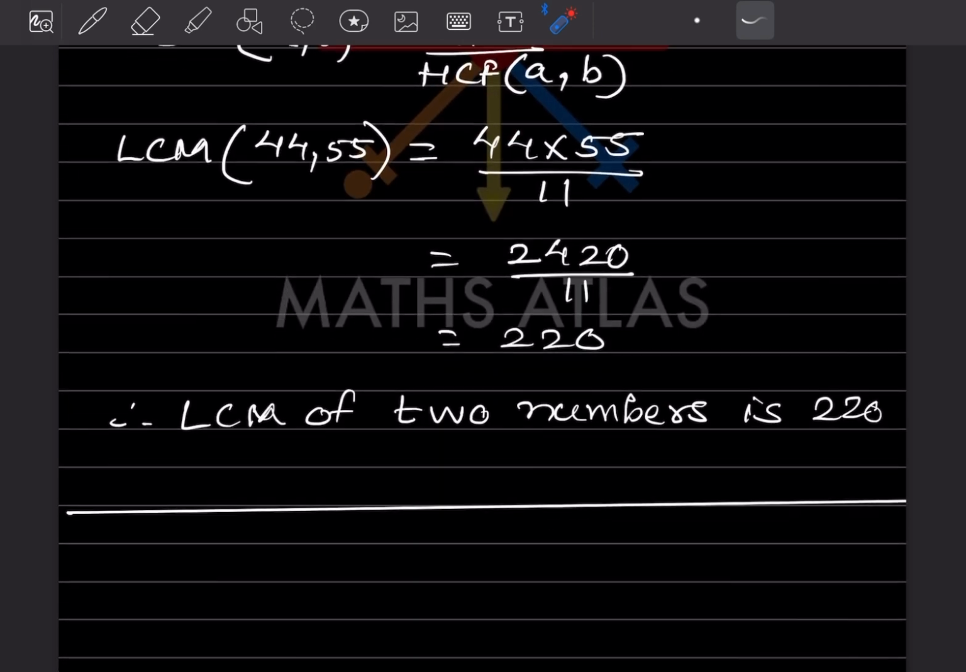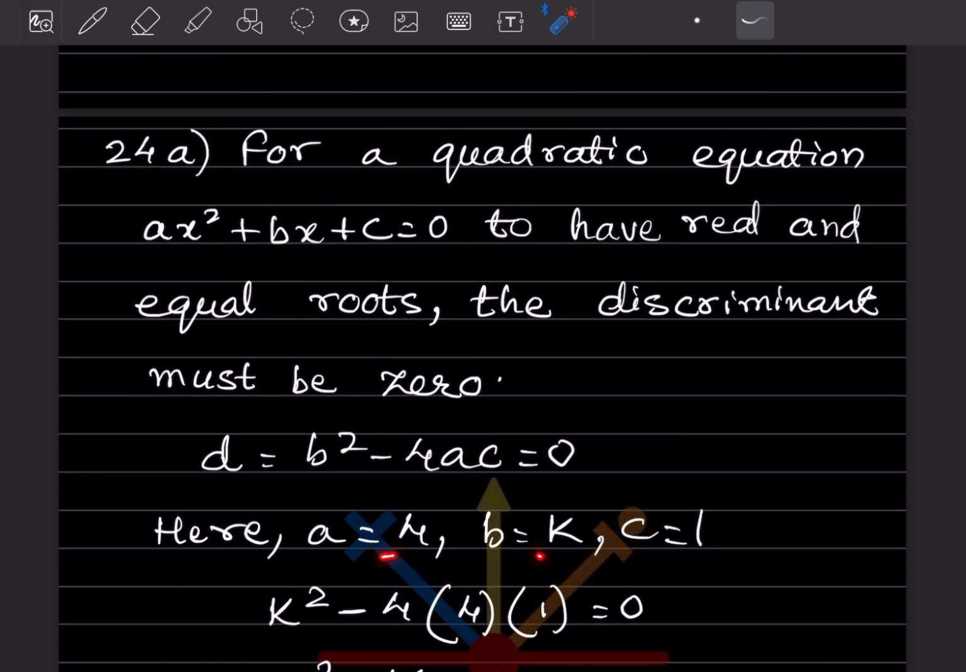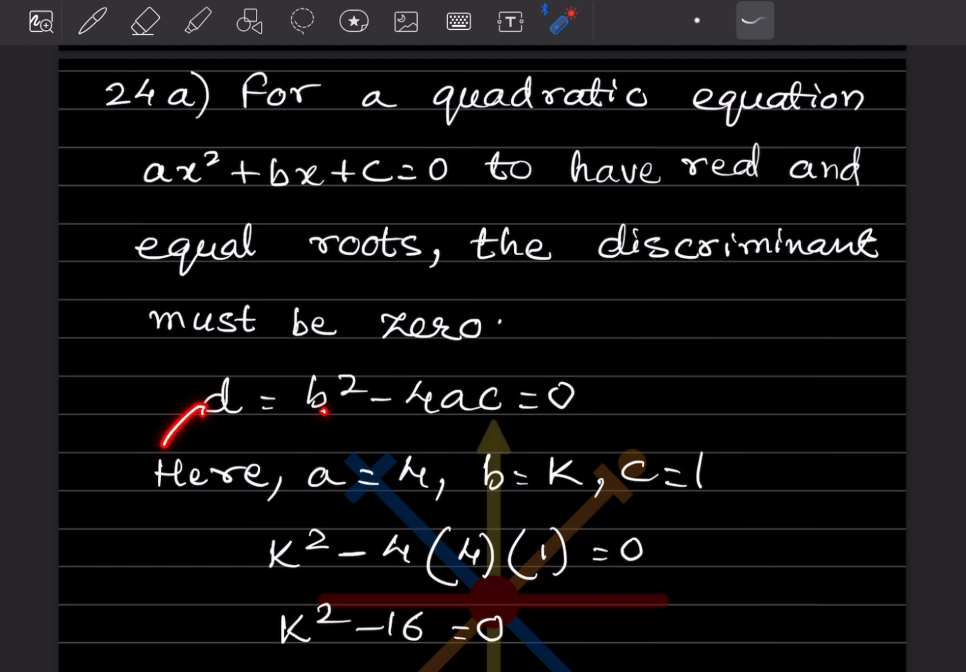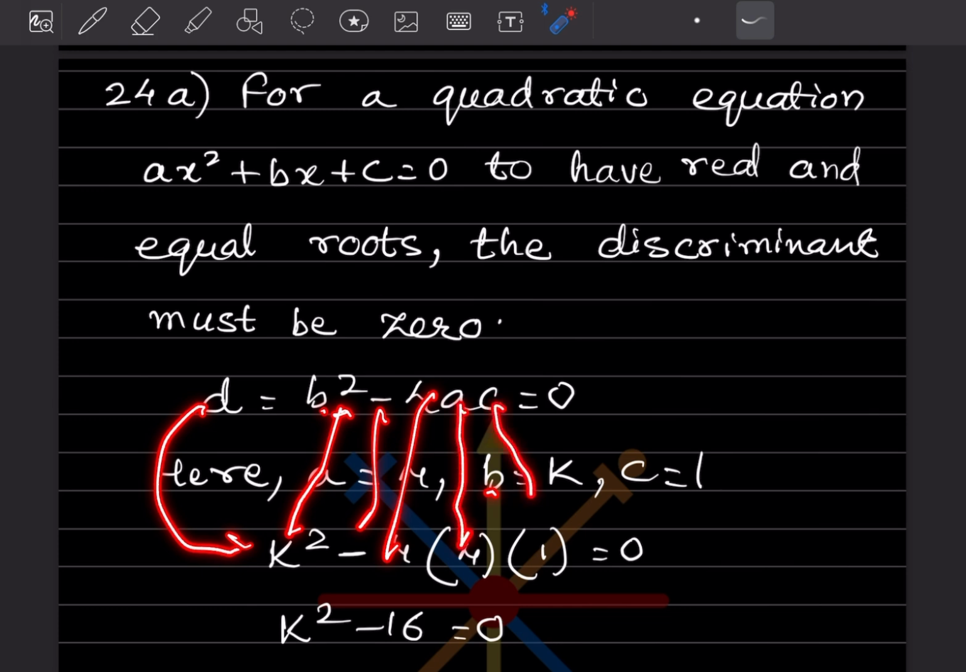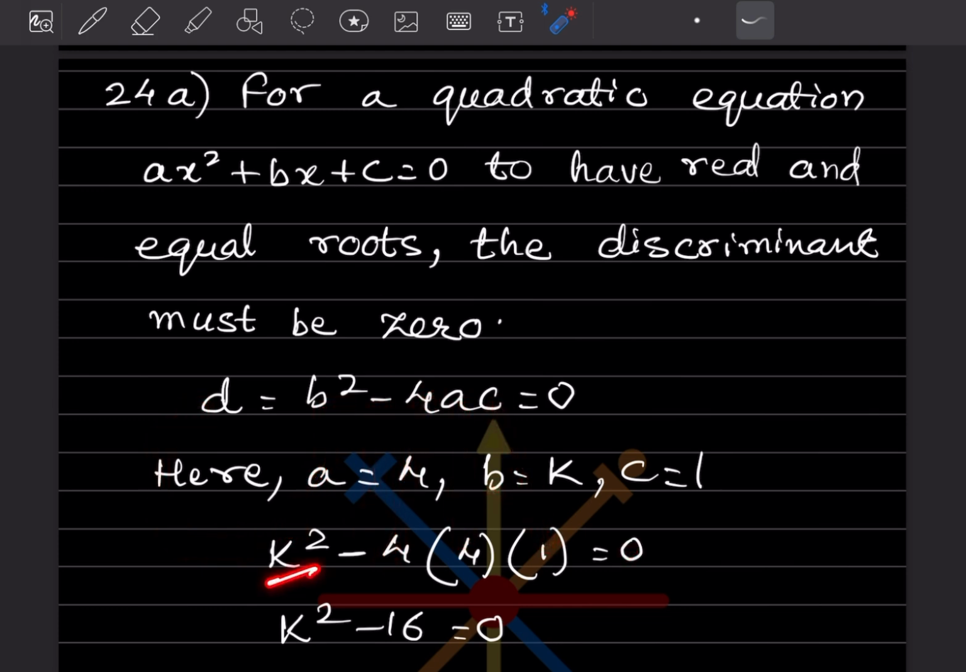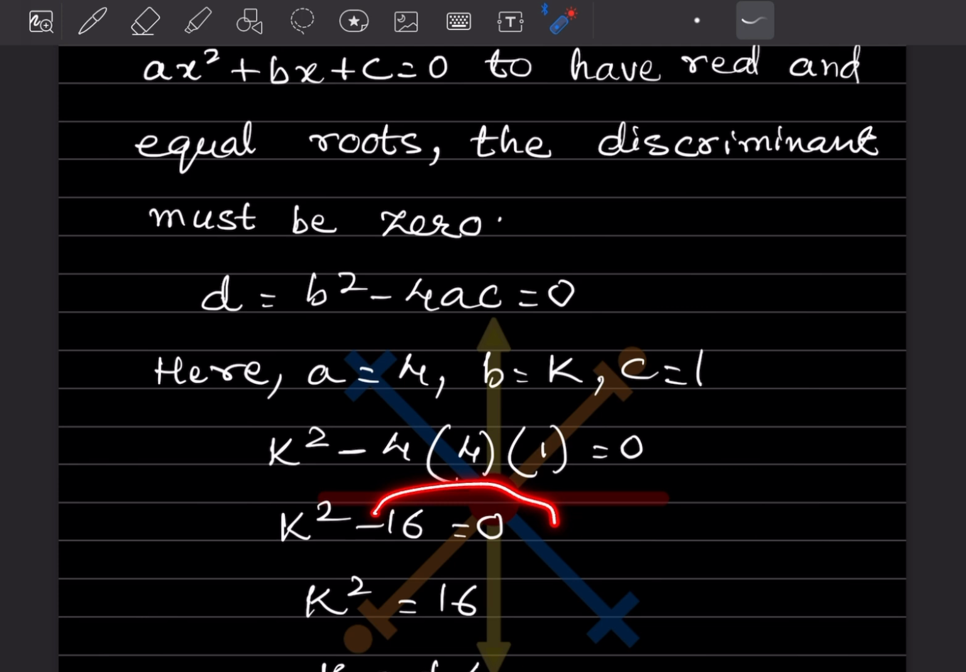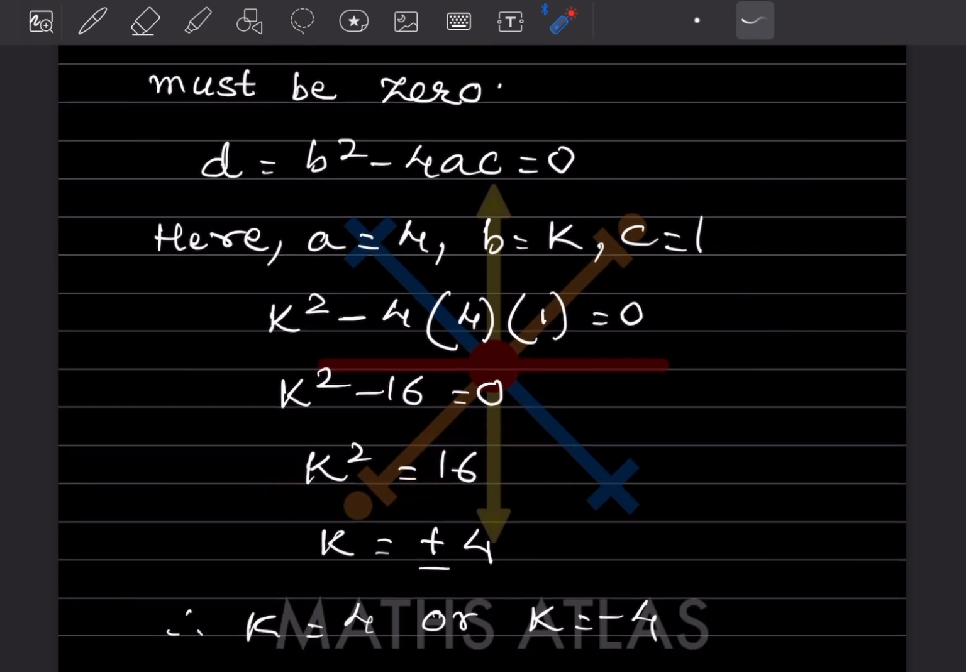That is written over here. A is 4, B is k, and C is 1. So now what will you do? We'll put these values over here. That will be k square minus 4 into A is 4, C is 1, is equal to 0. So this will be k square minus 4ac: 4 fours are 16, 16 into 1, 16. So k square, if you take this on this side, that is going to be plus 16. When you take the square root on both sides, k is equal to plus or minus 4. So we can write k is equal to 4 or k is equal to minus 4.